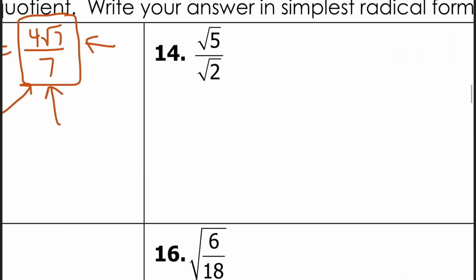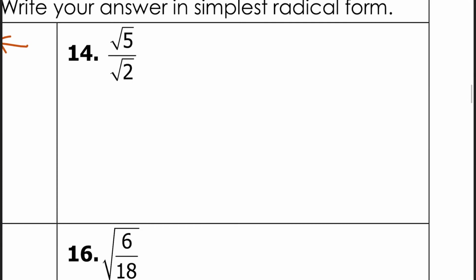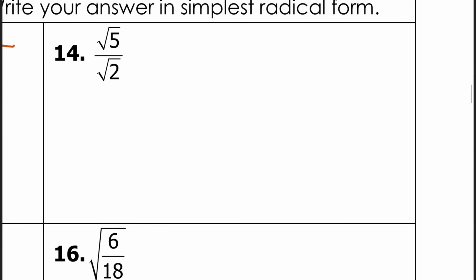Take a look at number 14. Square root of 5 divided by square root of 2. Neither one of those are perfect squares. Neither one can be broken down, but I don't want a square root of 2 in my denominator, so I'm going to multiply everything by square root of 2. The square root of 5 times the square root of 2 is the square root of 10, and square root of 2 times square root of 2 is just 2.